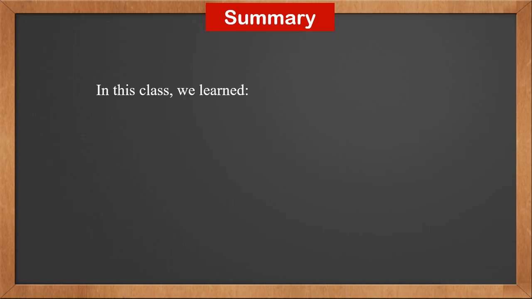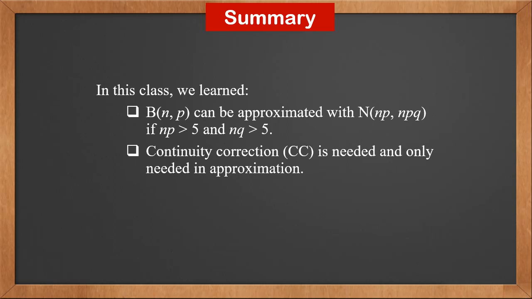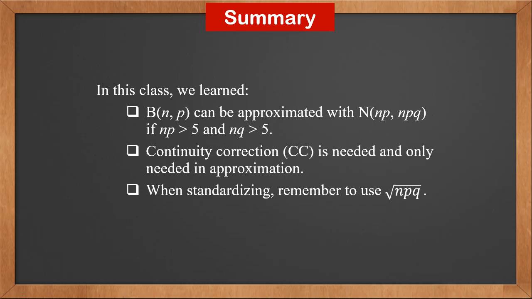In this class, we learned a binomial distribution B(n, p) can be approximated with a normal distribution N(np, npq) if np and nq are both greater than 5. Continuity correction, CC, is needed and only needed in approximation. When standardizing, remember to use the square root of npq in the denominator.